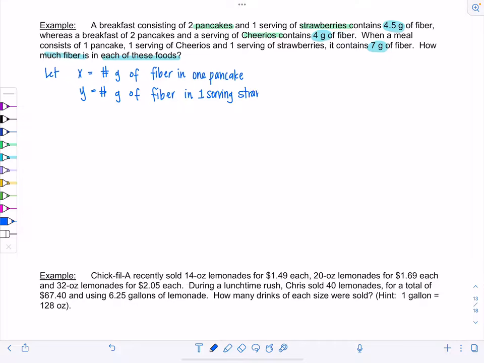I don't know how much a serving of strawberries is. Half a cup? Doesn't matter. Okay, and then Z is going to be the number of grams of fiber in one serving of Cheerios.